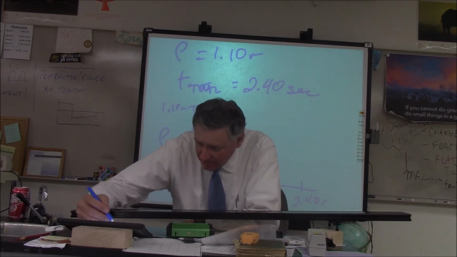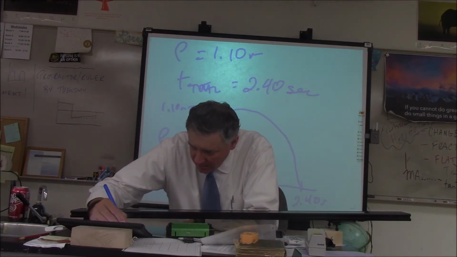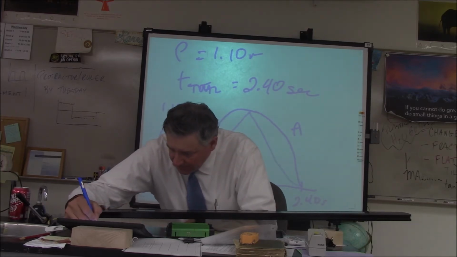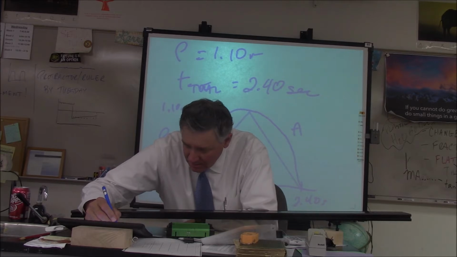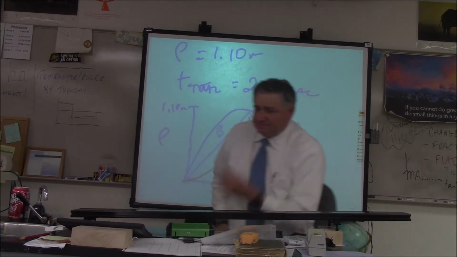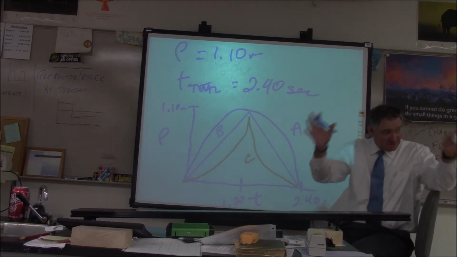Oh, that was horrible. Okay, there's curve A. There's B. And there's C. So those are your three options, A, B, and C, okay, for your position time graphs.